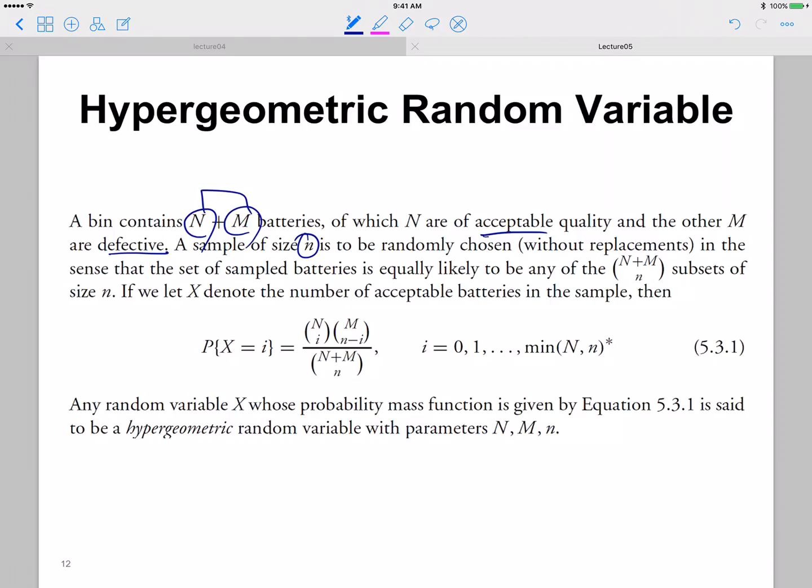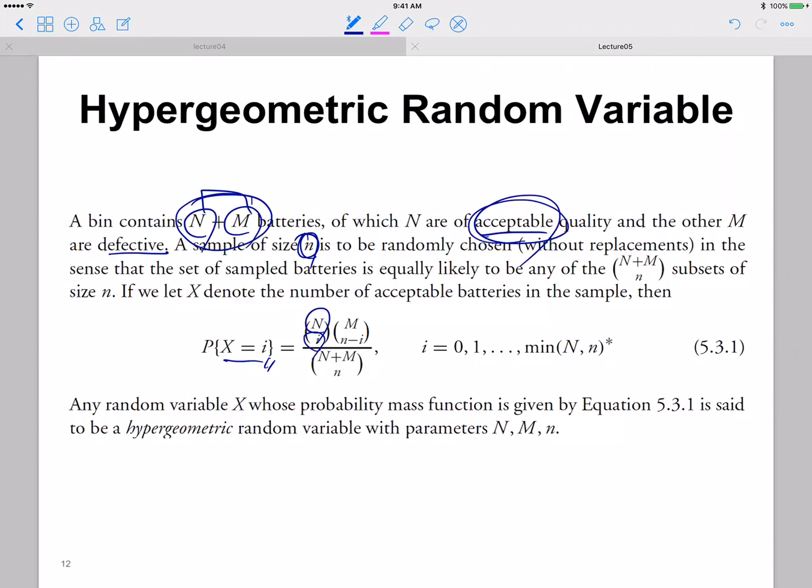And then what will be the count of, let's see, do we consider the defective battery or acceptable battery? Okay, so i samples were selected or chosen from n, so we are thinking of this acceptable battery as the event of our interest. And so we consider the count of acceptable batteries when picking up lowercase n batteries out of these n plus m total batteries.